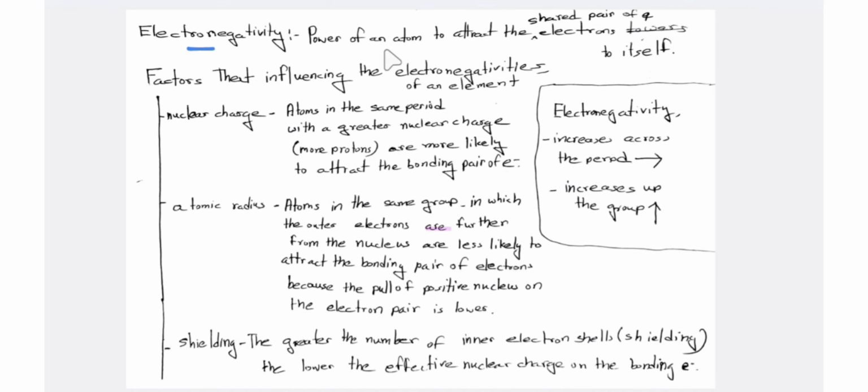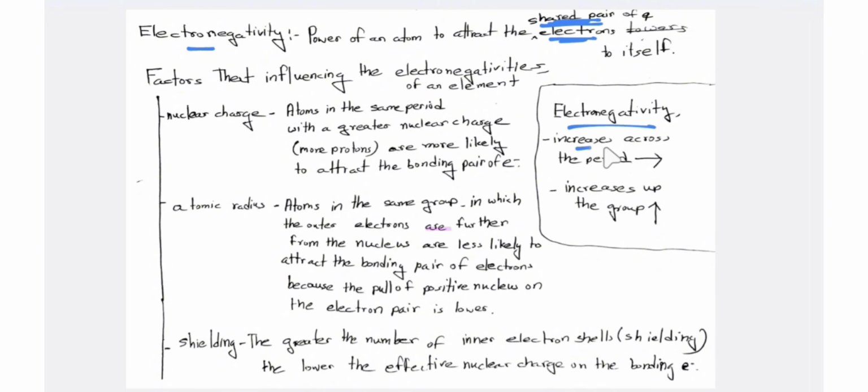Electronegativity. Electronegativity is the power of an atom to attract the shared pair of electrons towards itself. For example, when two atoms are forming a covalent bond, the atom that is more electronegative would attract the shared pair of electrons towards itself. So electronegativity is the power of an atom to attract the shared pair of electrons towards itself.